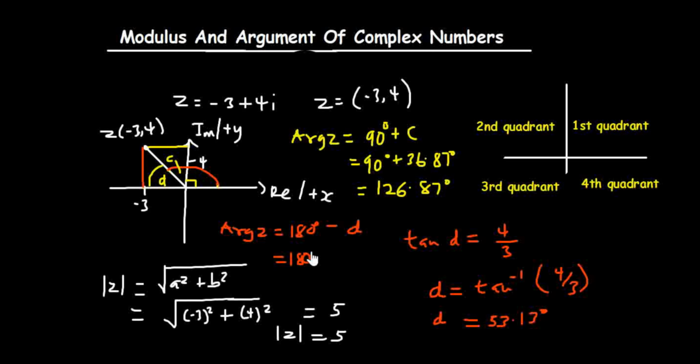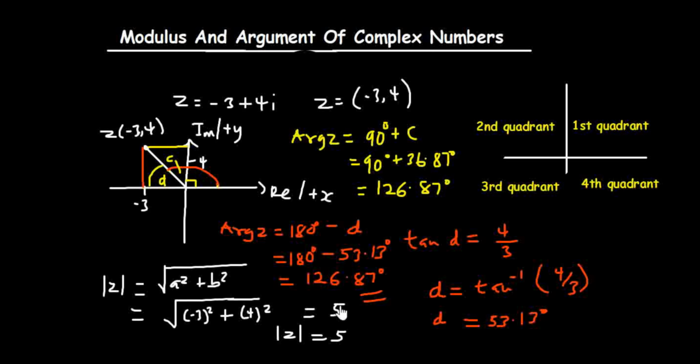So that will be equal to 180 degrees minus angle D, which is equal to 53.13 degrees. Now let's look at the answer for that. So that gives us the argument to be 126.87 degrees.